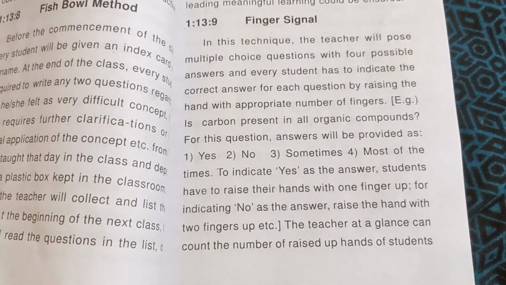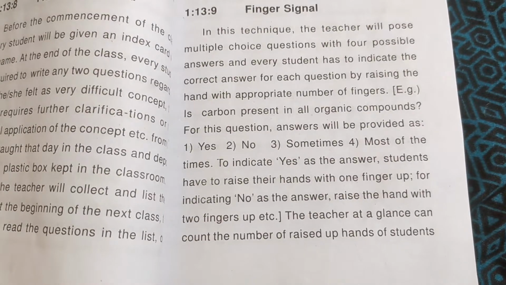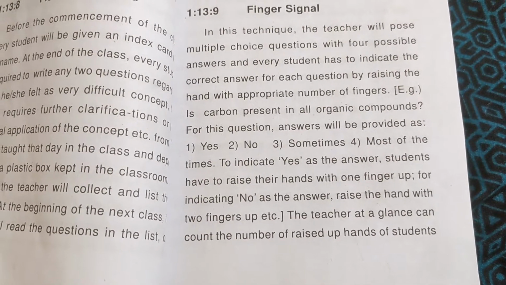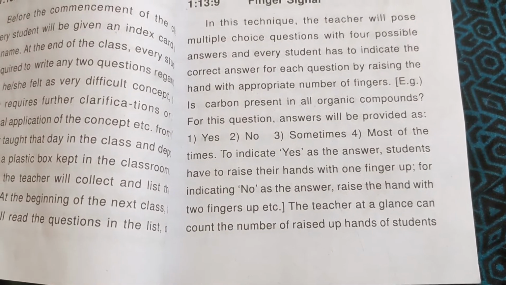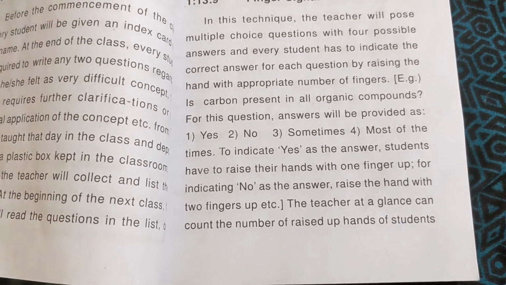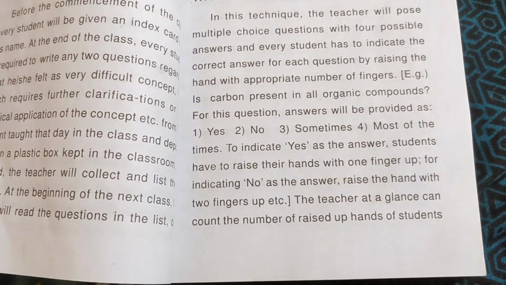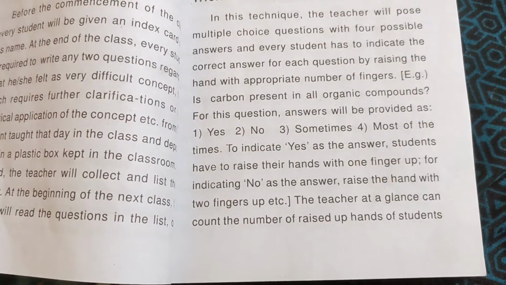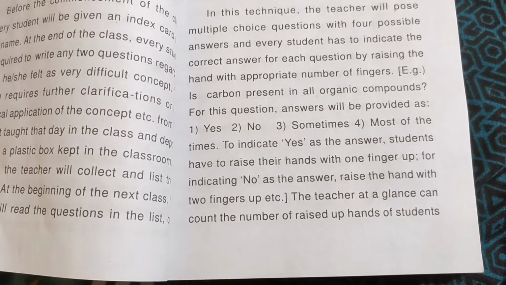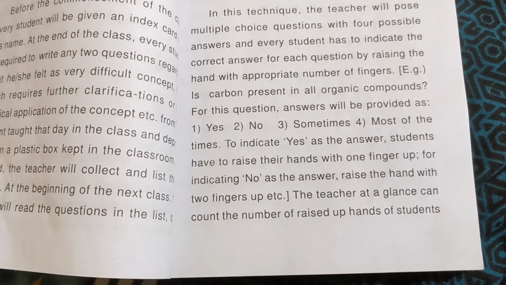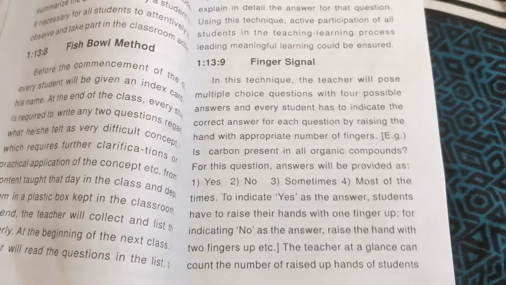By looking at the students raising the fingers, the teacher will get to know how many students have raised for the correct option. So the teacher will get to know how many of them have answered correctly and how many have not understood the topic, because they are showing the wrong number of fingers. So the teacher will be able to find who has understood and who has not understood the concept that has been taught in class.